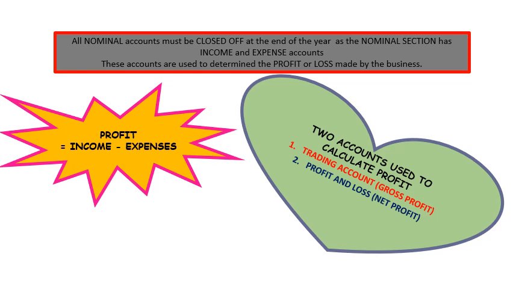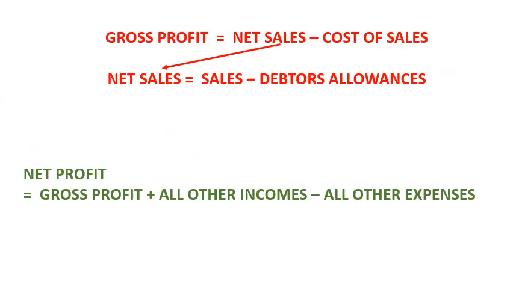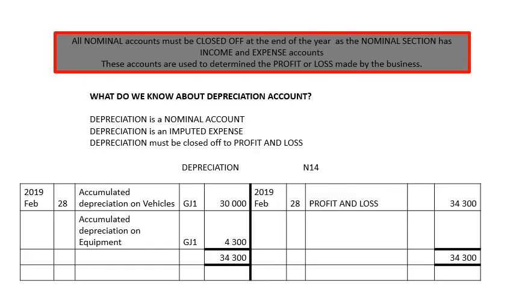And the two accounts are called the trading account, where you will calculate your gross profit, and the profit and loss account, where you calculate your net profit. How do you calculate gross profit? Gross profit is your net sales minus your cost of sales. What is net sales? Net sales is sales minus debtors allowances. And as soon as you've done your gross profit, you go to net profit. Net profit is your gross profit, which you've just calculated, plus all other incomes minus all other expenses. Nominal accounts must be closed off at the end of the year.